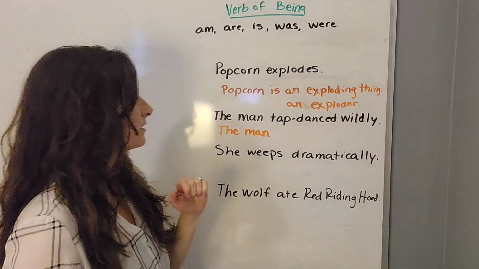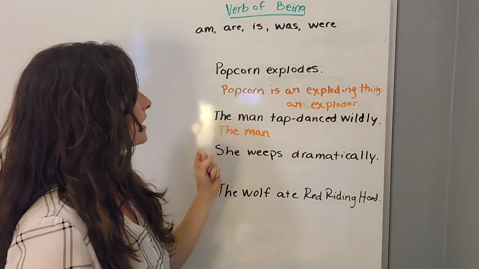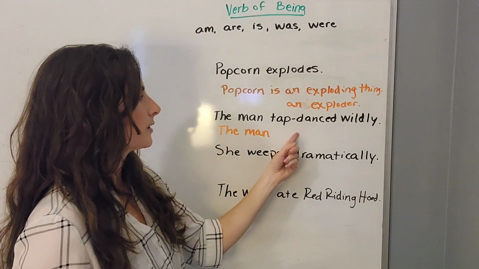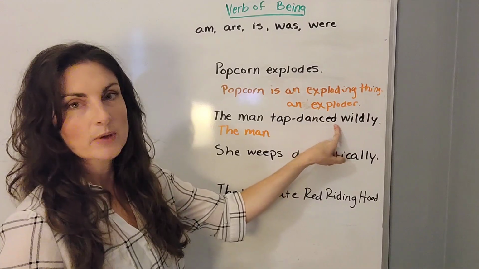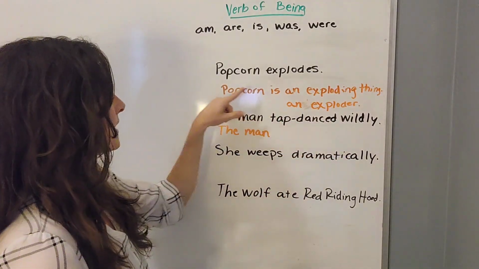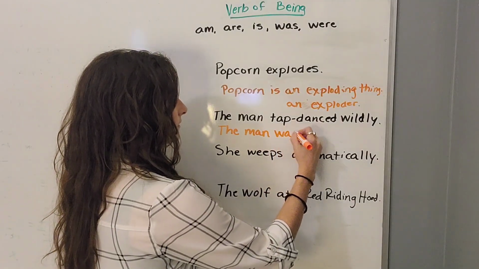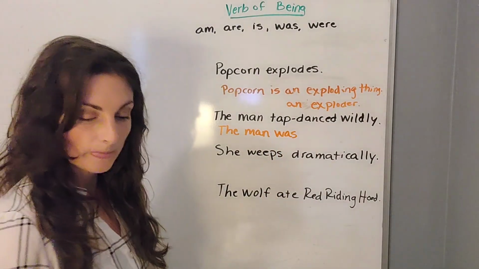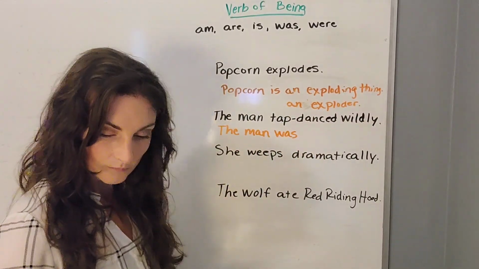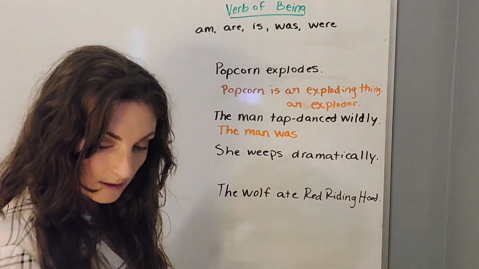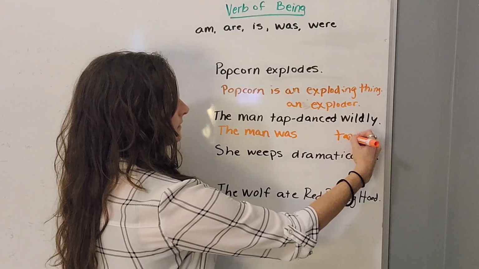I'm going to match the number of the subject, which is singular, and I have to match the tense of the verb. Now, I'm just going to find the verb here. It's danced. Danced is past tense. So my singular past tense is was. The man was. That's adding my to be verb. Now what I have to do is to turn the verb into a noun. So I'm going to go ahead and add that first.